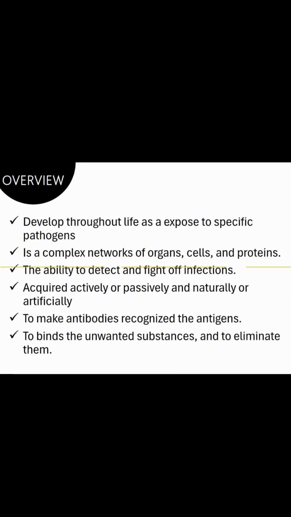Overview. Immunity develops throughout life as we are exposed to specific pathogens. It is a complex network of organs, cells, and proteins, with the ability to detect and fight off infections. It can be acquired actively or passively, and naturally or artificially, to make antibodies that recognize the antigens, and lastly, to bind the unwanted substances and eliminate them.